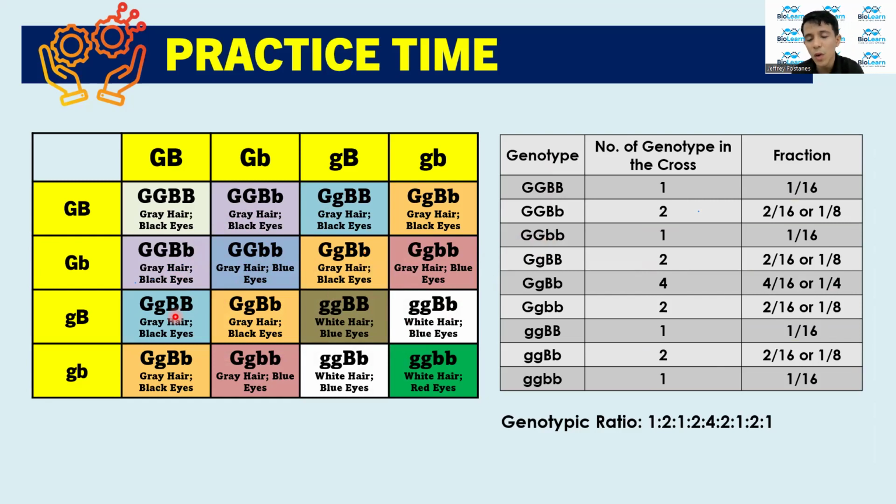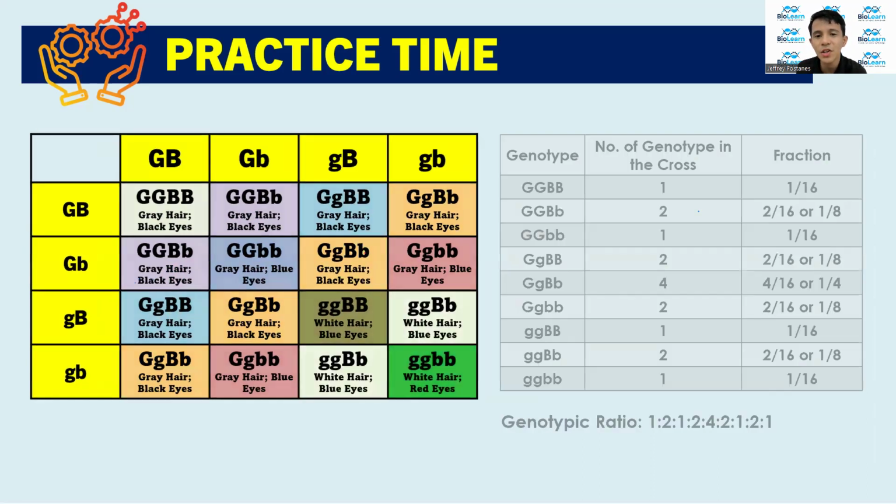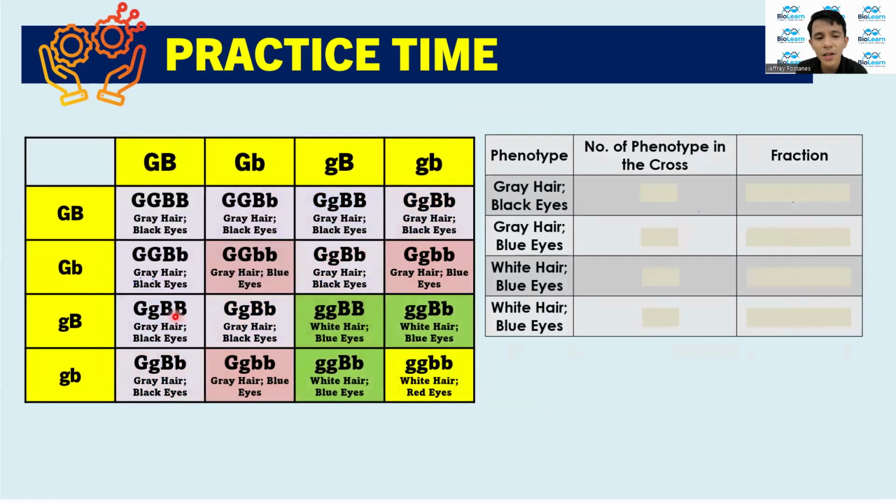That's 1:2:1. Okay, so that's a genotypic ratio. Now let's talk about the phenotypic ratio.